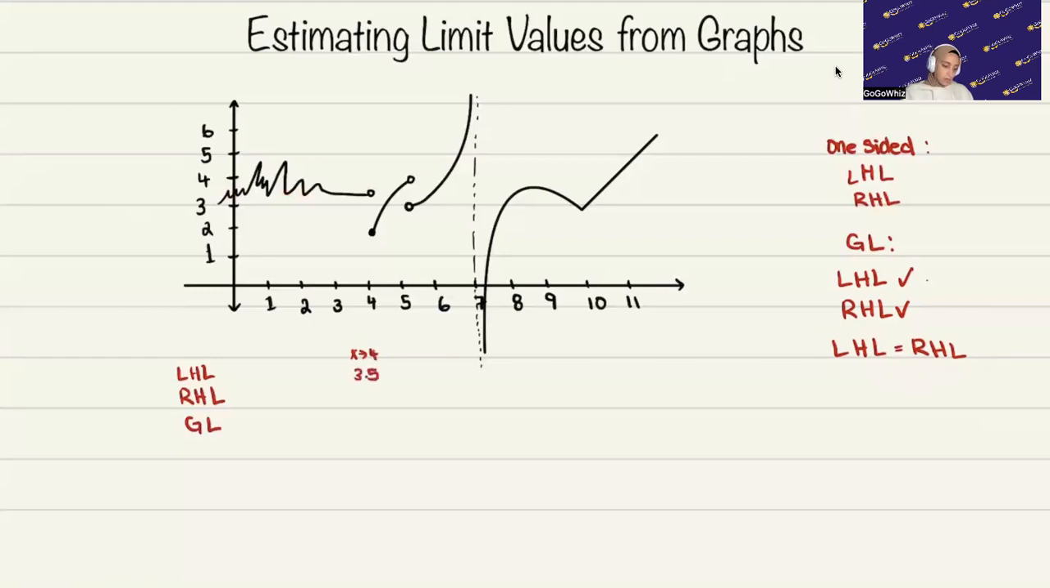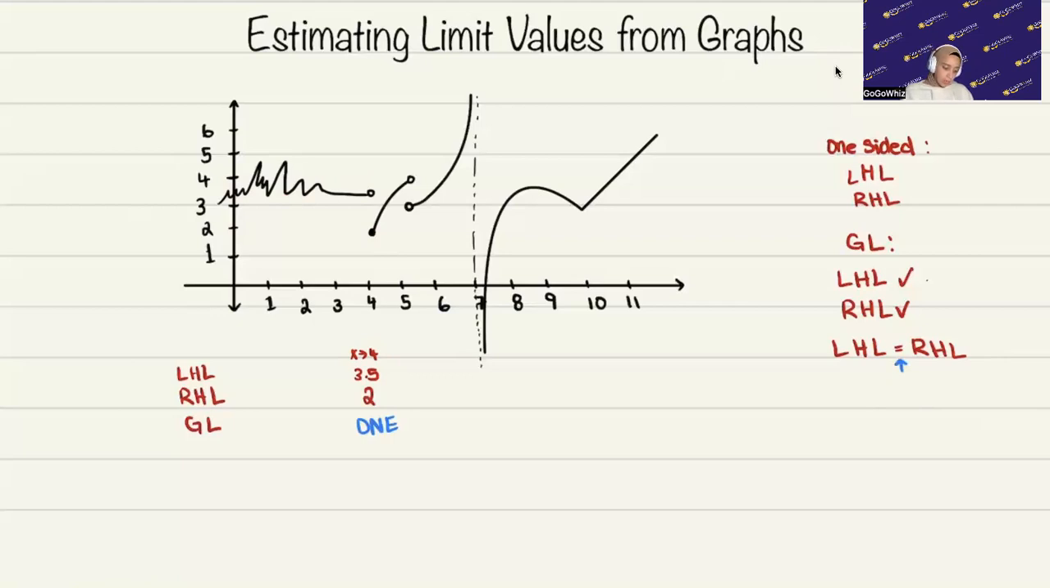And what about if I approach it from the right side? If I approach 4 from the right side, it looks like I'm approaching 2, right? So then I have 2 for my right-hand limit. Are these two values the same? Is 3.5 the same as 2? Now we can see that they're not. So then I say that the general limit does not exist. And it doesn't exist because these two are not equal, and they must be equal for it to exist.